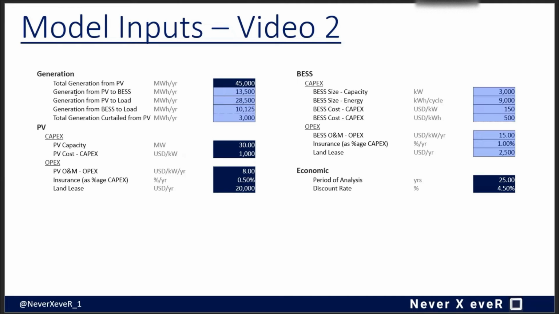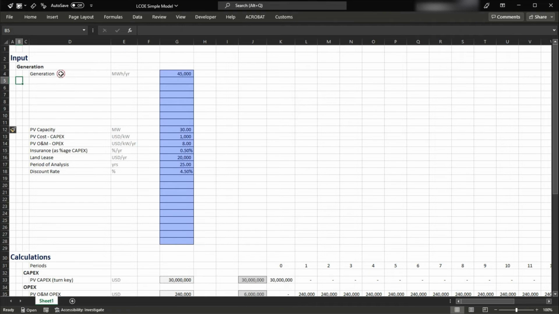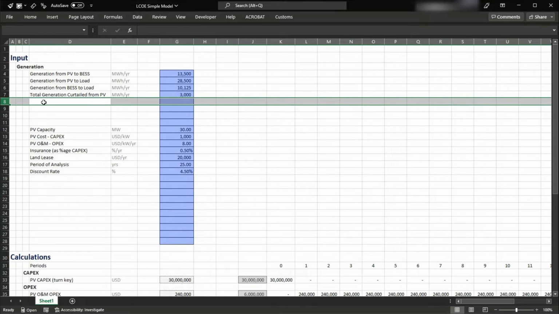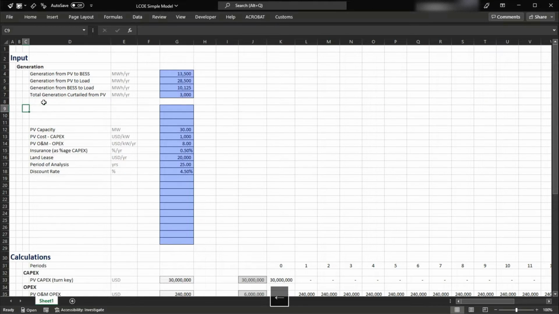So let me grab these. I'm going to copy all of this. Let me just paste them here. So we paste them, and we have everything in here. Let me clean this. So this is the generation section. Now we're going to add the PV section.